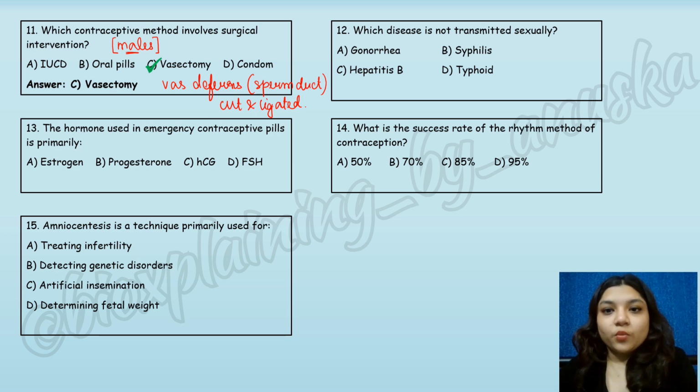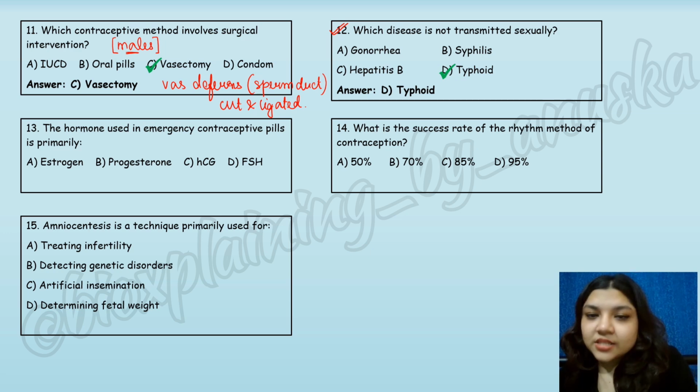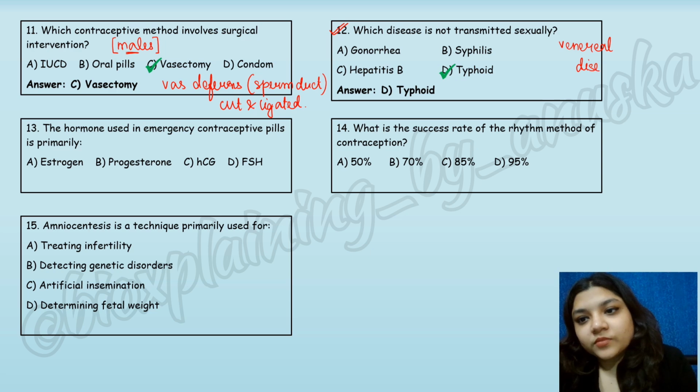Question 12. Which disease is not transmitted sexually? The answer is typhoid. All the others, gonorrhea, syphilis, hepatitis B, are STIs, sexually transmitted infections, also known as STDs, sexually transmitted diseases, or you can also call them venereal diseases.